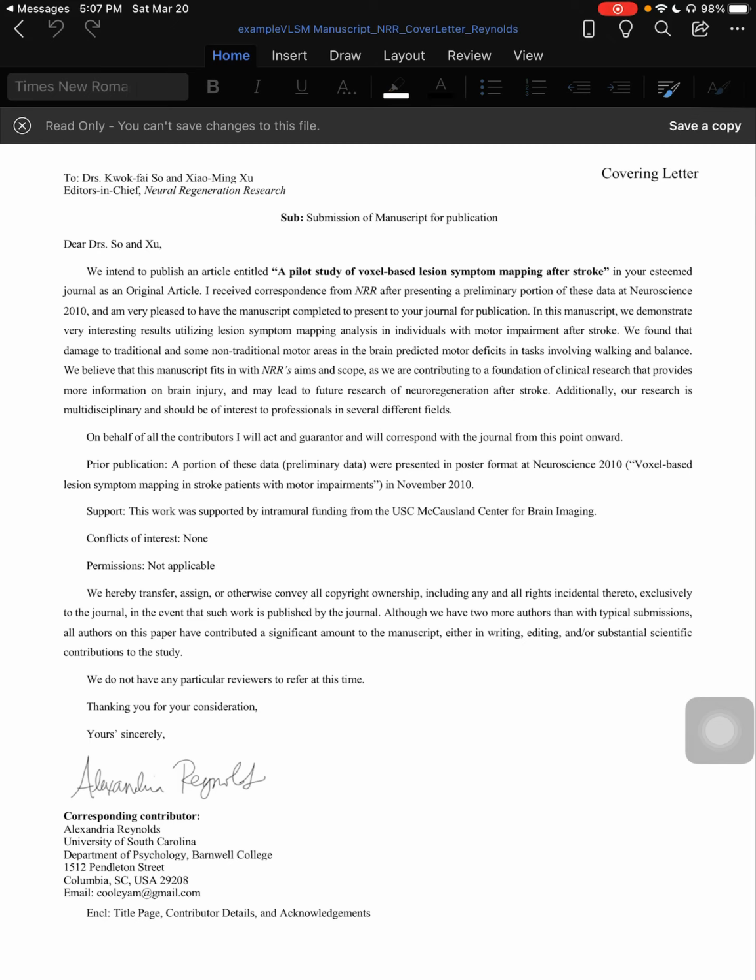Especially if it's a student or someone who might be changing their location, they may not want to be the corresponding author. Other things that you find in the cover letter include making sure that all the authors are in agreement, that they agree upon the order in which they want to be listed.